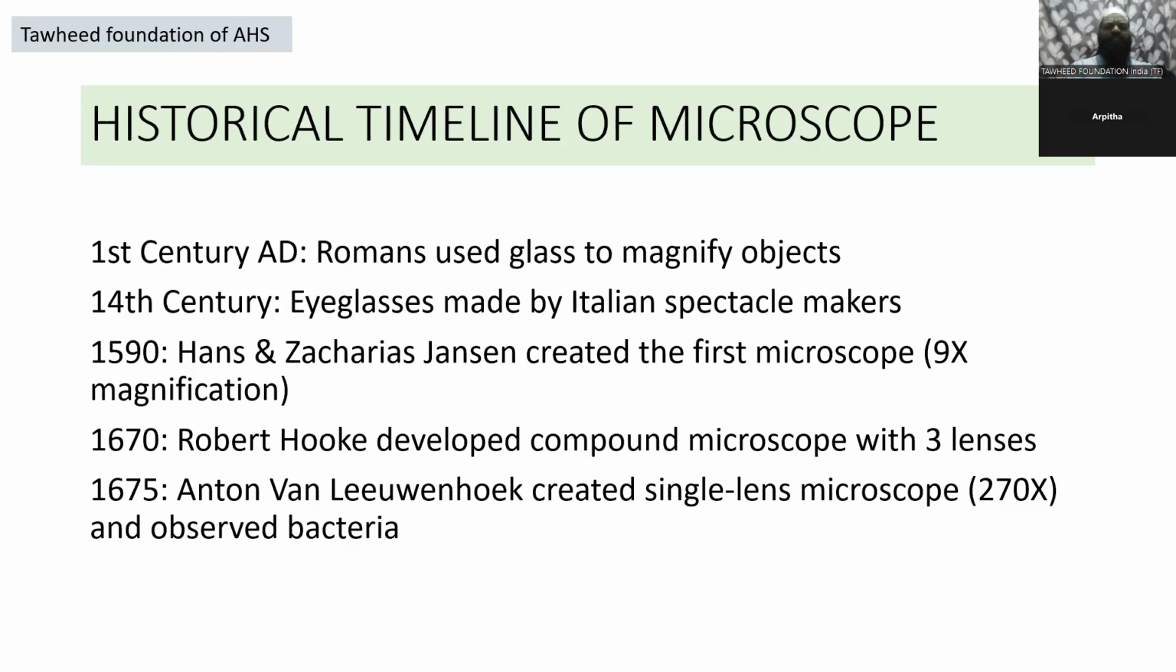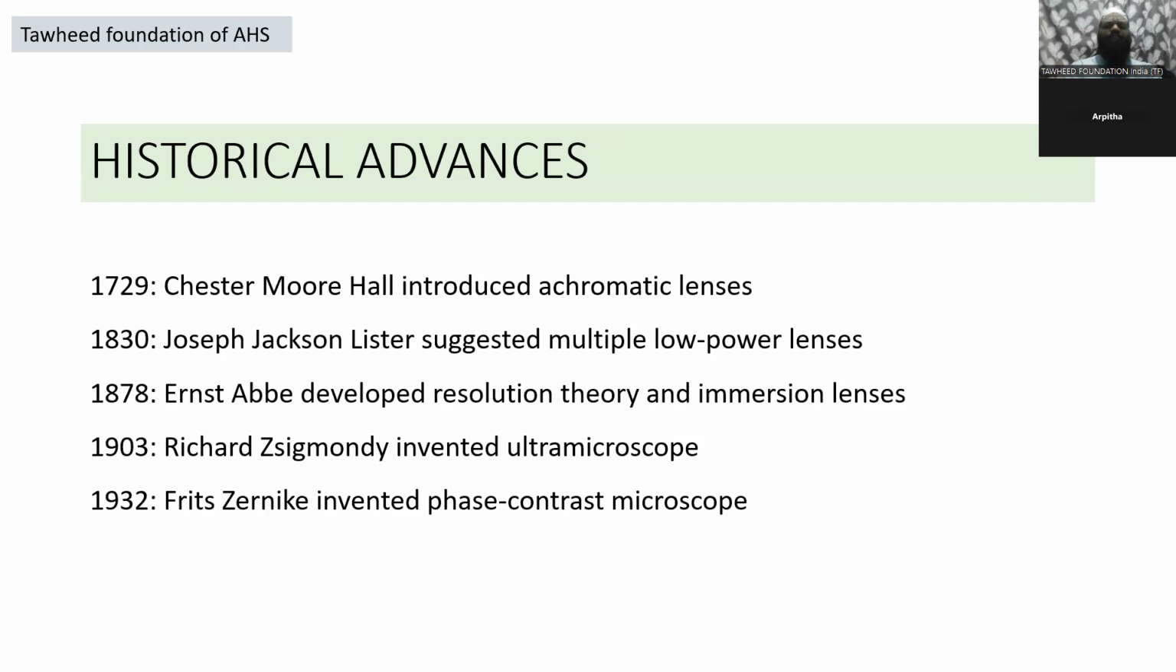In 1670, Robert Hooke, an English chemist, mathematician, physicist, and inventor, improvised the microscope of that time and developed the compound microscope. He first developed three lenses microscope. Later, in 1675, Antony van Leeuwenhoek created single lens microscope of 270x magnification. Using this microscope, he first observed the bacterial cells. In 1729, Moray Hall first presented and used achromatic lenses in the microscope.